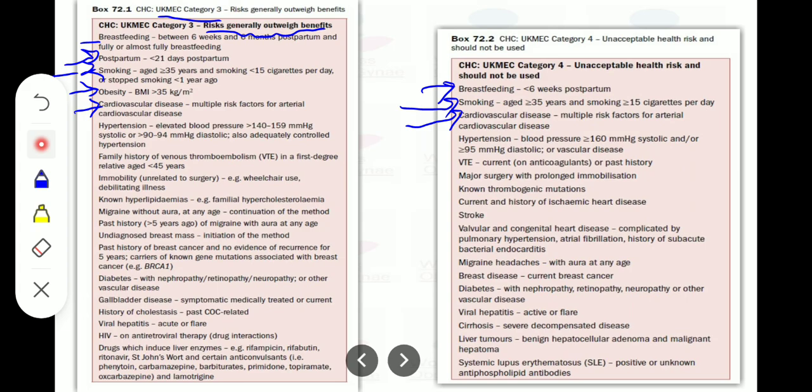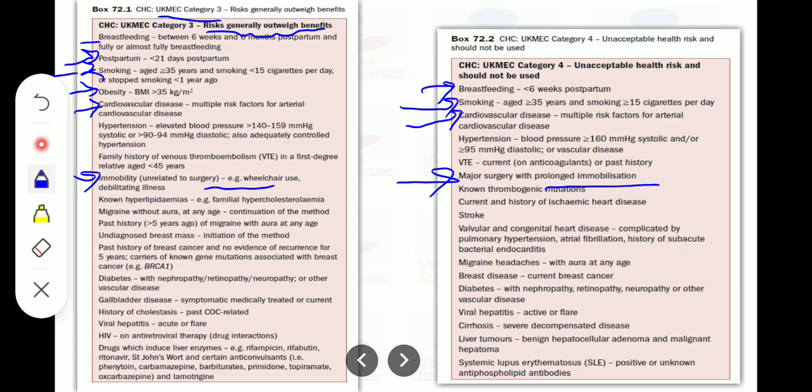After the hypertension point, we have different risk factors in category 3 and 4, so it's better to study those in isolation. In category 3, we have family history of venous thromboembolism in first degree relative of less than 45 years, or immobility unrelated to surgery, for example wheelchair use or debilitating illness. Here a little bit of comparison can be done. In category 4, it's written major surgery with prolonged immobilization. So in category 3, immobility unrelated to surgery; in category 4, major surgery with prolonged immobilization.